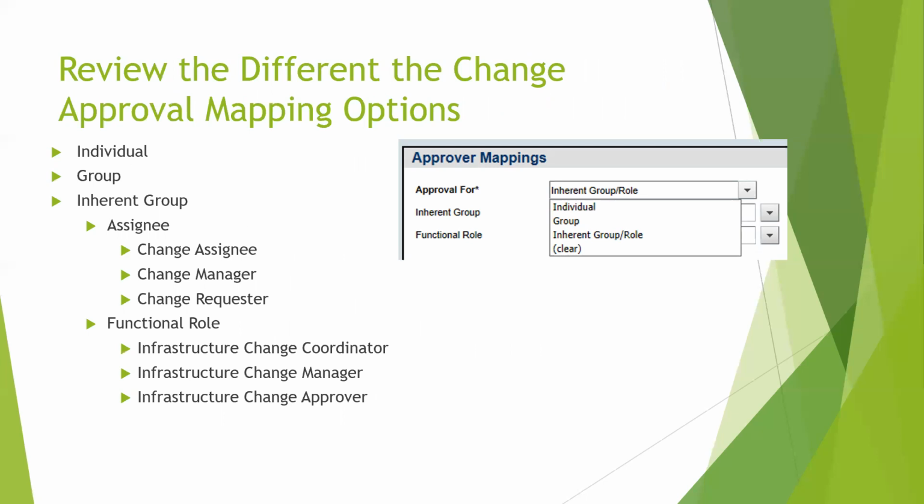Okay, so this is where you're starting with the mappings. The mapping functionality to review the different change approval mapping options you have. You have individual, you have group, you have inherent group role.